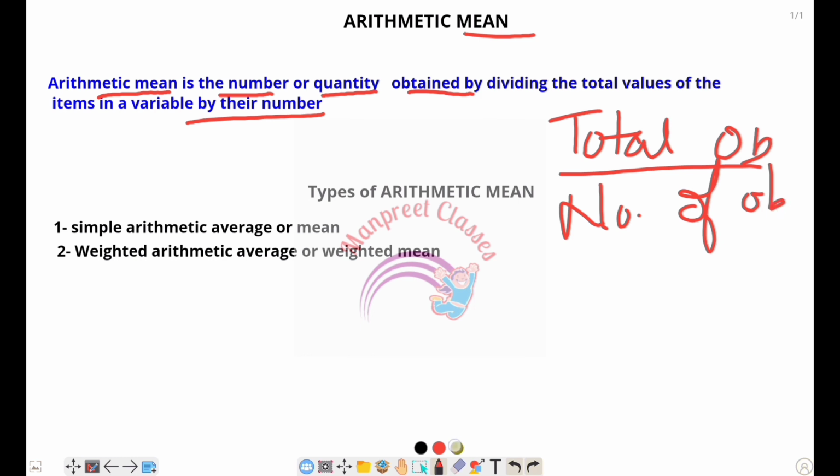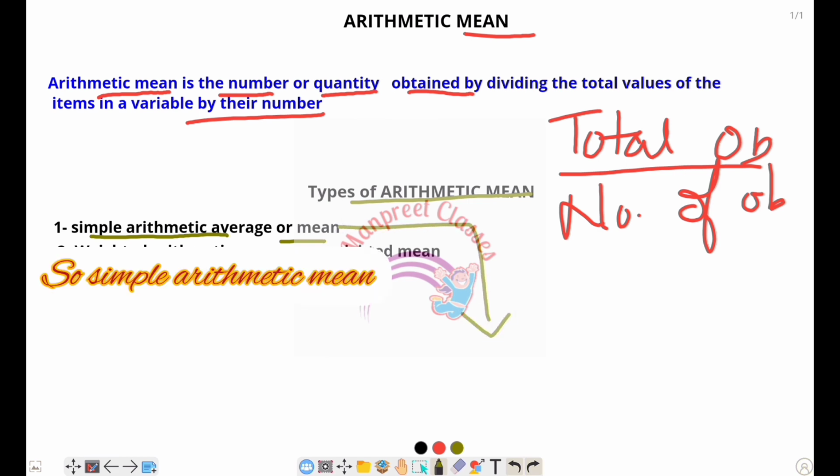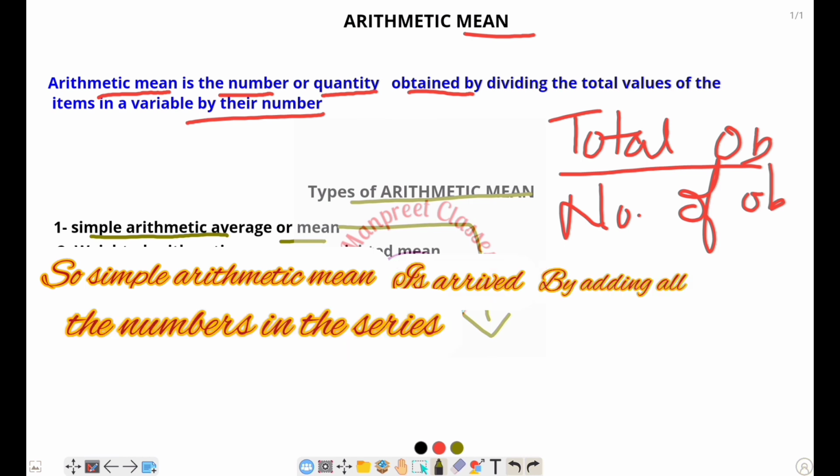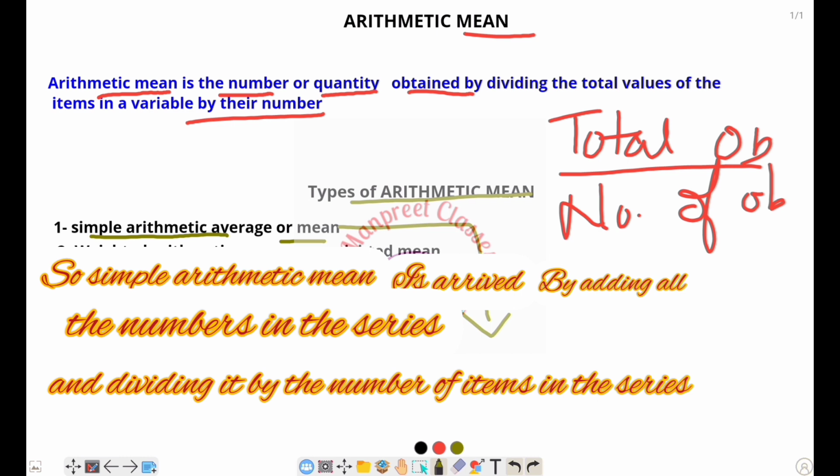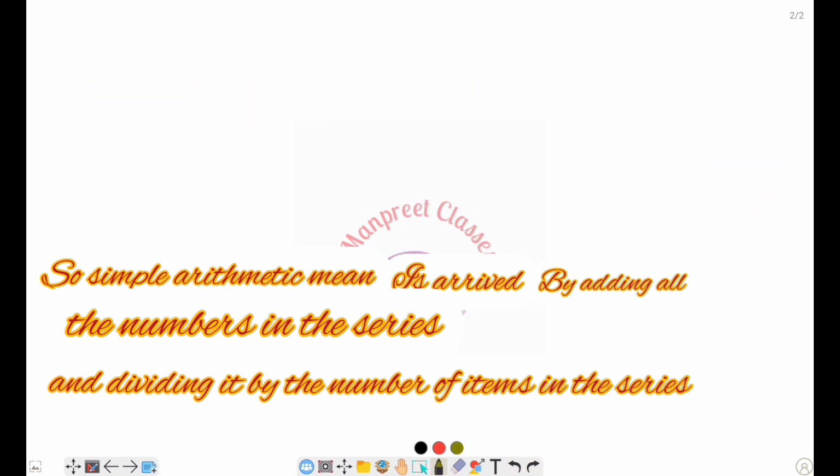Okay, now next is types of arithmetic mean. The first type of arithmetic mean is simple arithmetic average or simple arithmetic mean. So what does this mean? How do we get simple arithmetic mean? Simple arithmetic mean is arrived by adding all the numbers in a series and dividing it by the number of items in a series. Let us understand it with an example.